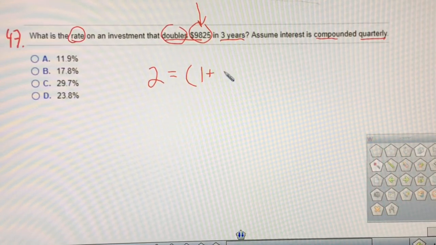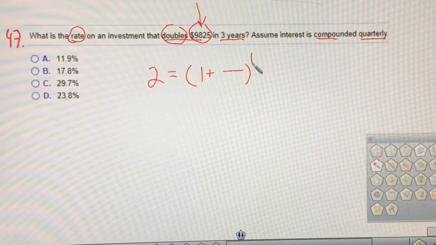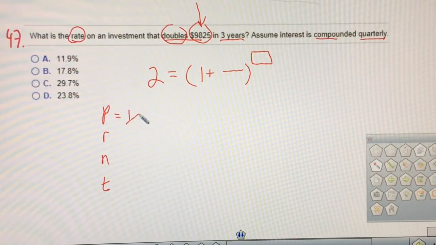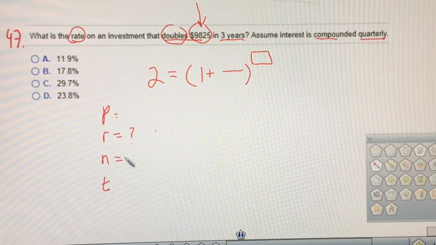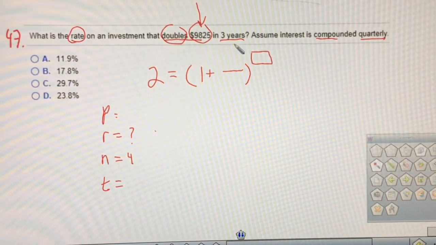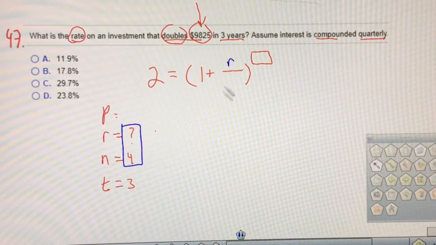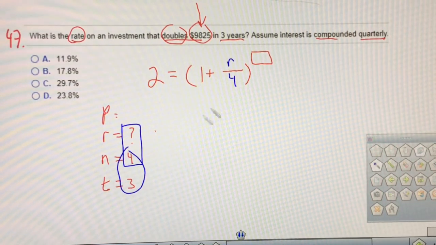Parentheses, 1 plus a fraction bar to the NT up here. So it's sort of like a P, but whatever P is, it's half. That's half of what it wants to go to. So over on the left side, it's automatically going to be double. So I don't need the P, but the rate is what I'm looking for. The N, it says compounded quarterly. T, 3 years. So let's see what this gives us. I don't know what the rate is, so that's going to be R over 4. And then up here, it's going to be 4 times 3, or 12.